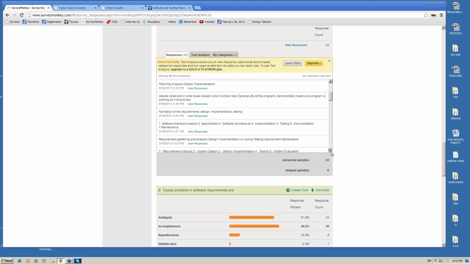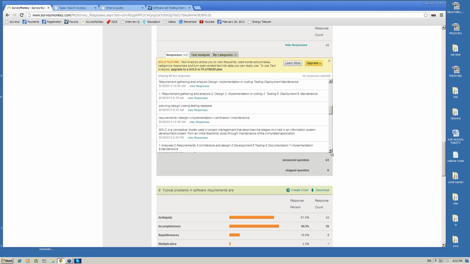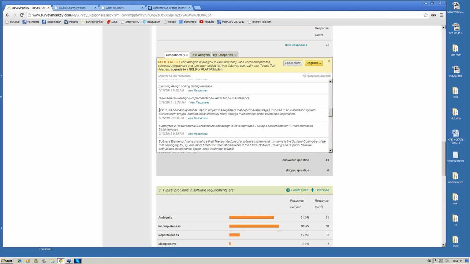Guys, what I like here, nobody is trying to define what software testing is. Oh no, okay, there is one. SDLC is a conceptual model used in project management that describes the stages involved in an information systems process, from initial feasibility studies through maintenance of the completed application. So that one is kind of bad in two ways. First of all, it doesn't answer the question, because the question is what are the stages, and there is no answer to that. Then there is something which is not answering the question.